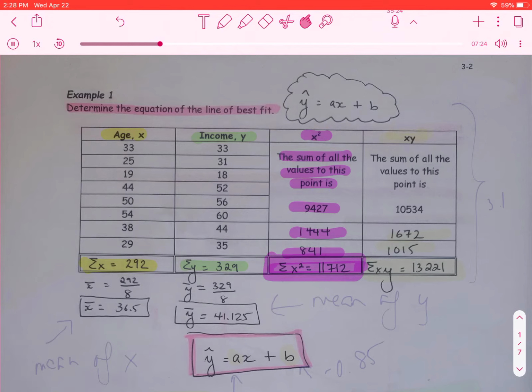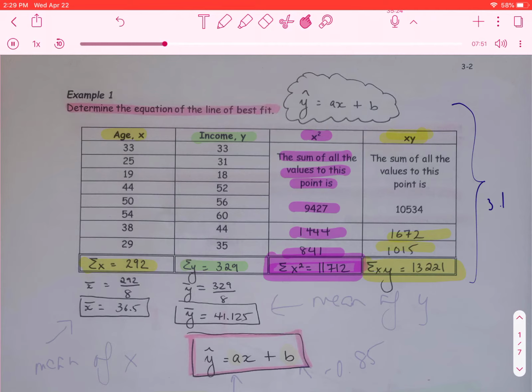The same thing goes for x times y. Again, you're multiplying your age times income going horizontally across, and then you're going to take all of those values and find the sum of x times y, which in this case is 13,221. So this was all done in 3.1 in terms of how to work with the table.